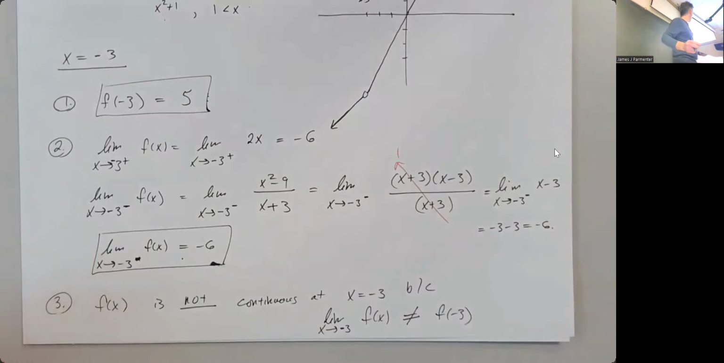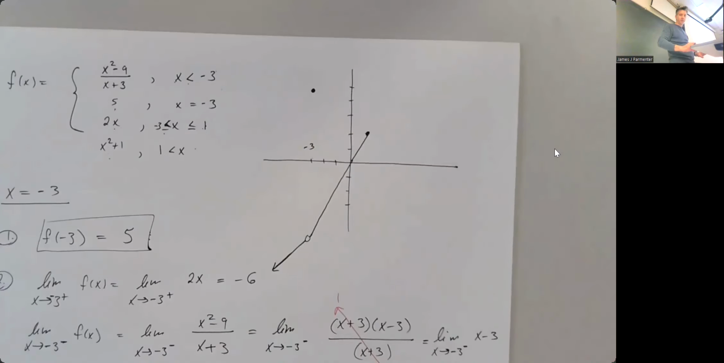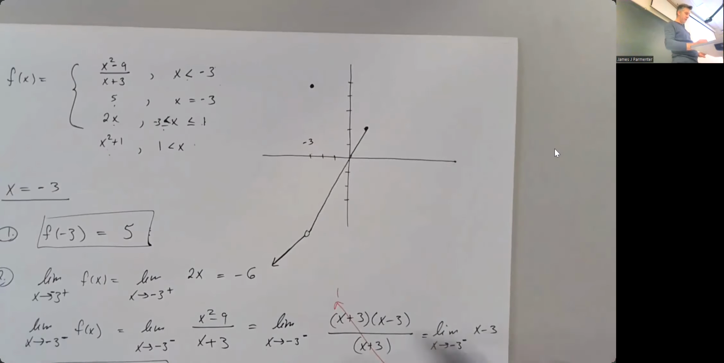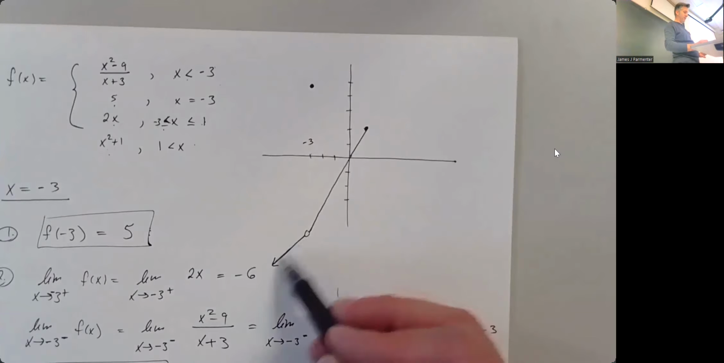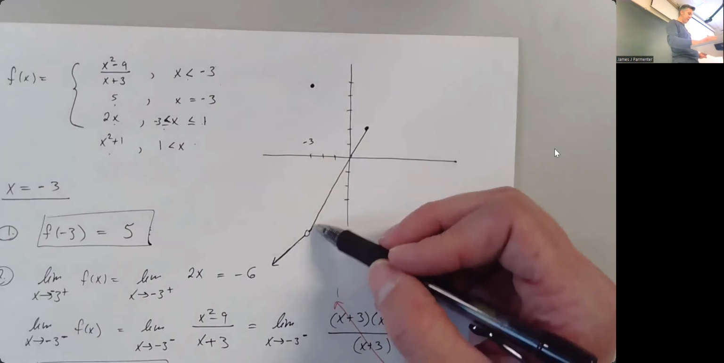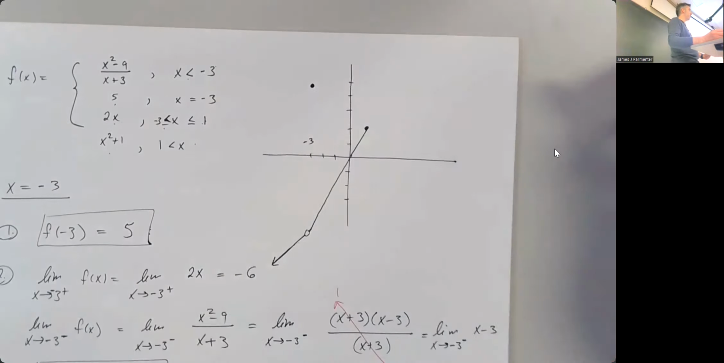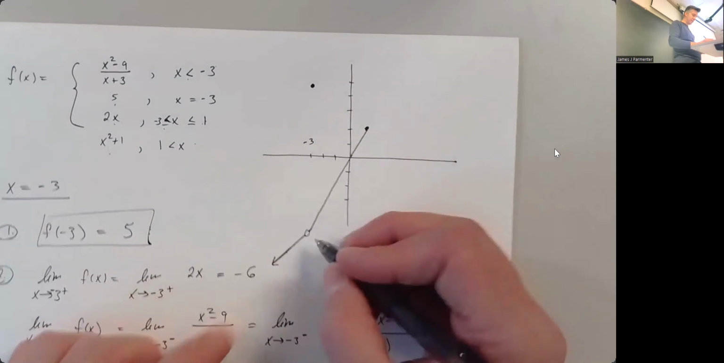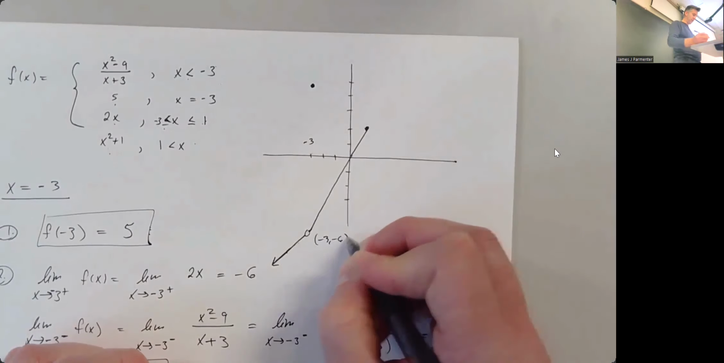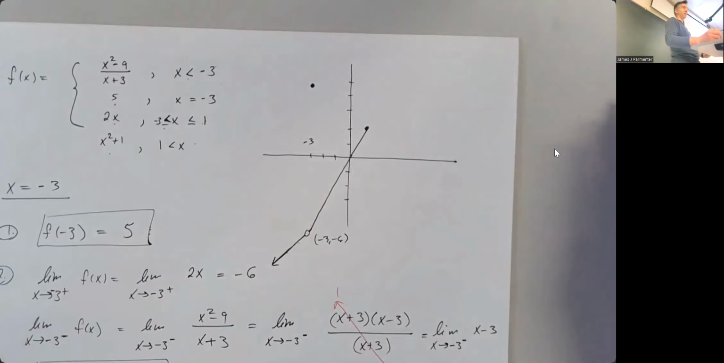So that's what my graph looks like. Oops, sorry, you can't see all that. Apologies. That's what my graph looks like so far. Here's the piece that's left of -3. Here's the piece that's right of -3. But at -3, you've got this point way up here. So definitely discontinuous at -3. The limit exists, it's -6. You've got a hole at -3, -6. But the function is equal to 5. So discontinuous at that point.